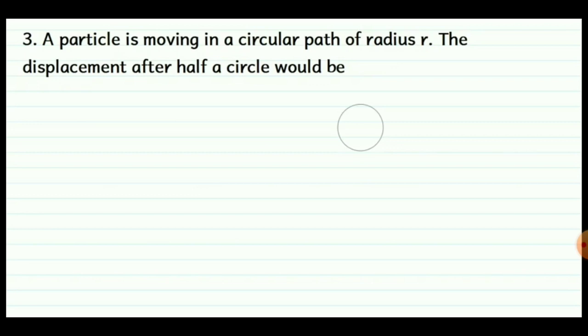Now in this question, an object is moving in a circular path. So I have drawn a small circle. Let us make it a little bit bigger. Now this circular path has radius r. Correct? So let me draw the radius. Suppose this is the center point and this radius is r. Okay, the displacement after half a circle.